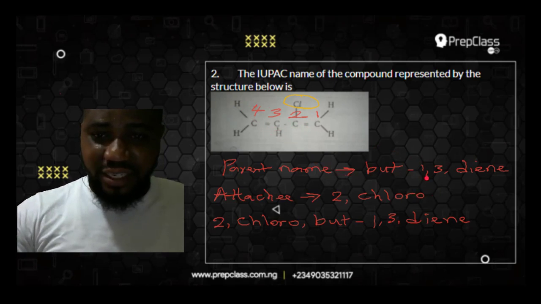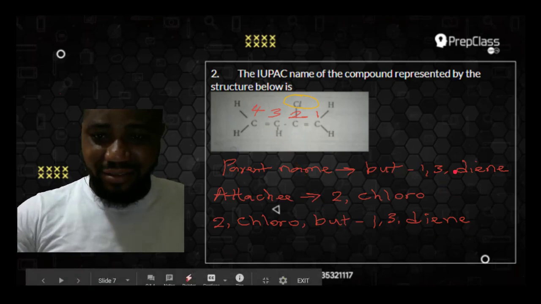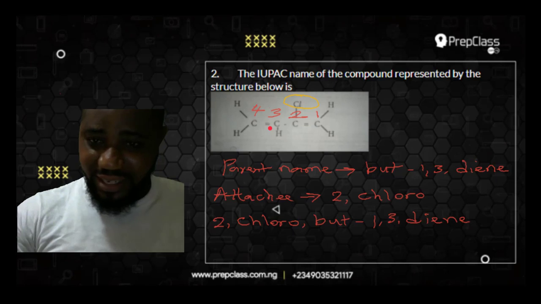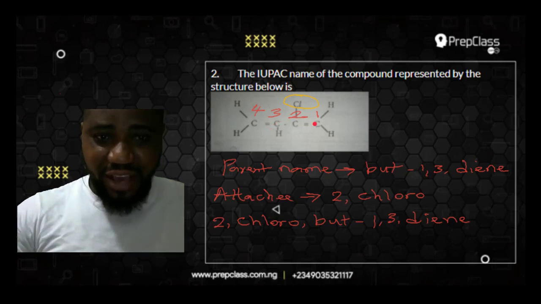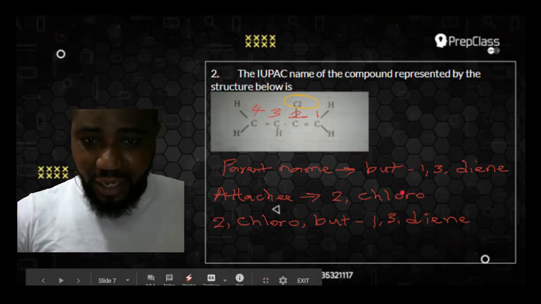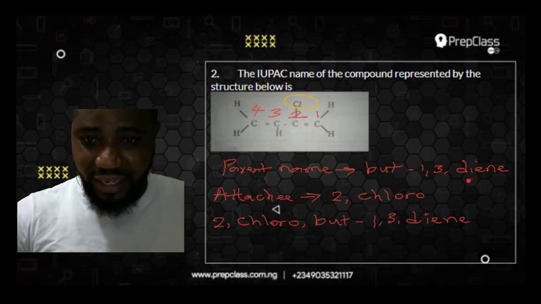Now, because there are 2 double bonds, one in the first carbon atom, the other in the third carbon atom, that becomes diene. I hope you understand what I'm saying. Two double bonds, one in the first carbon atom, one in the third carbon atom, diene. And because they are in the first and the third carbon atom, it is 1,3. So that is how I got the parent name as but-1,3-diene.